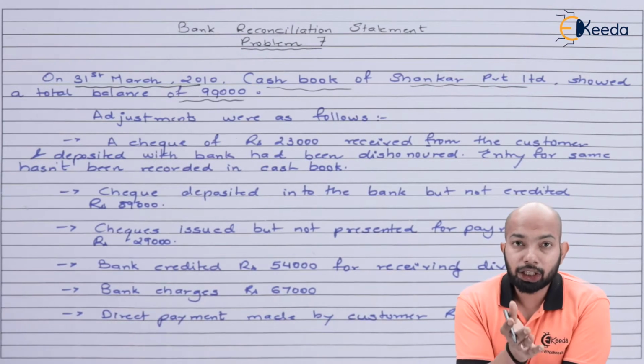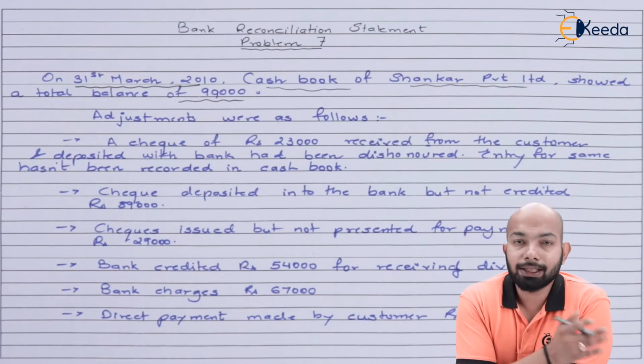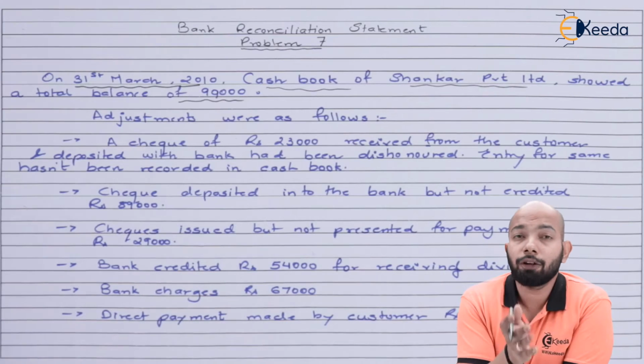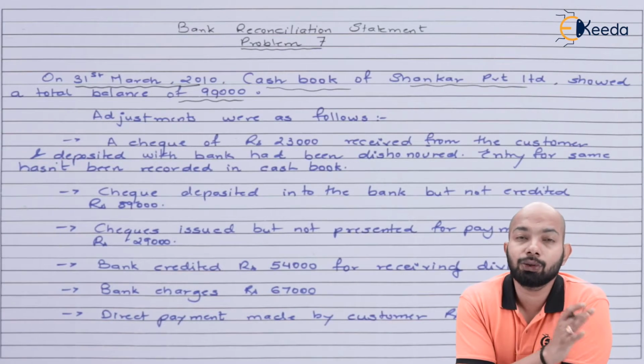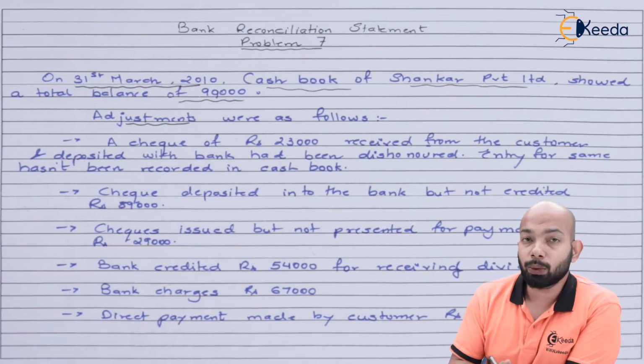Now that there is nothing mentioned whether this is positive or negative, we'll consider this as a favorable debit balance. That means either debit balance of cash book or favorable balance as per cash book. 99,000 has been mentioned here. Let's go on to the next part of this statement. Adjustments were as follows here.